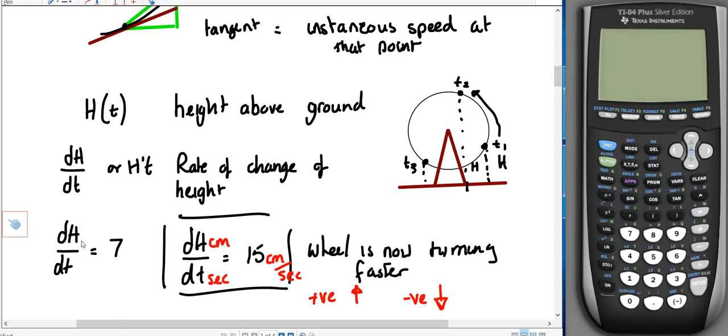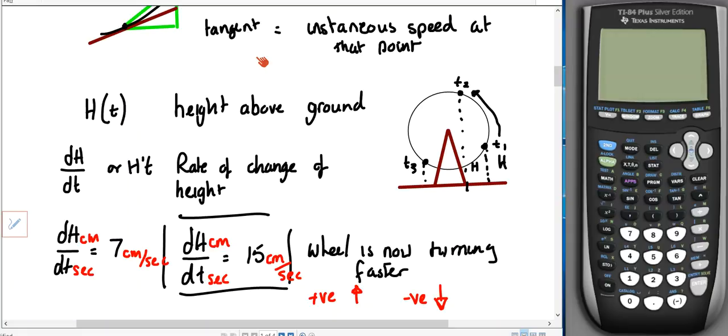Now, if dH dt, so dH in centimeters, dt in seconds, was 7 centimeters per second, what that means is I'm only going up 7 centimeters every second. So I must be turning slower. Yeah? Do we ever have to figure out at what point the distance will become like negative? Yes, exactly. So these are the kind of things you're going to get asked, aren't they?